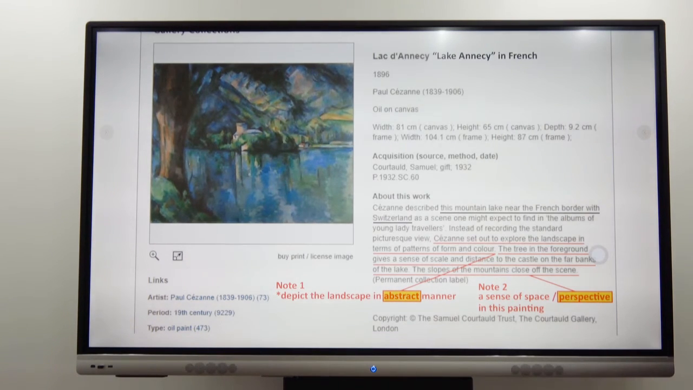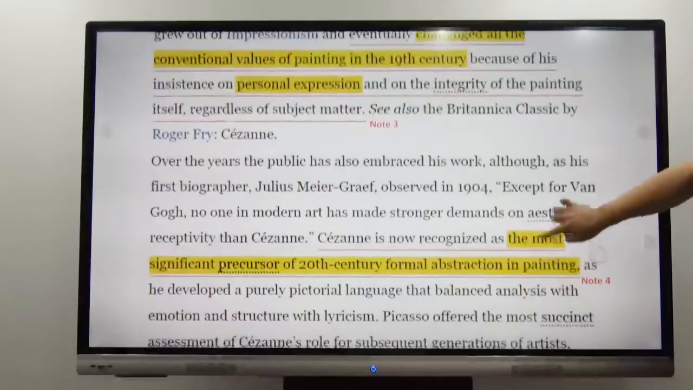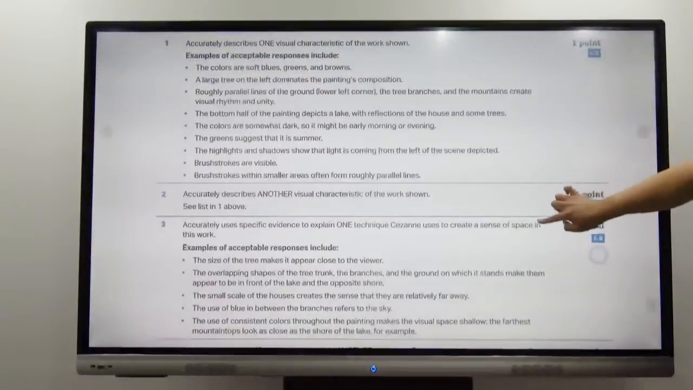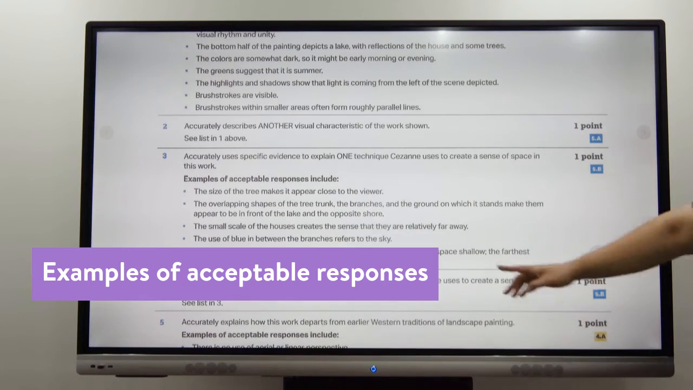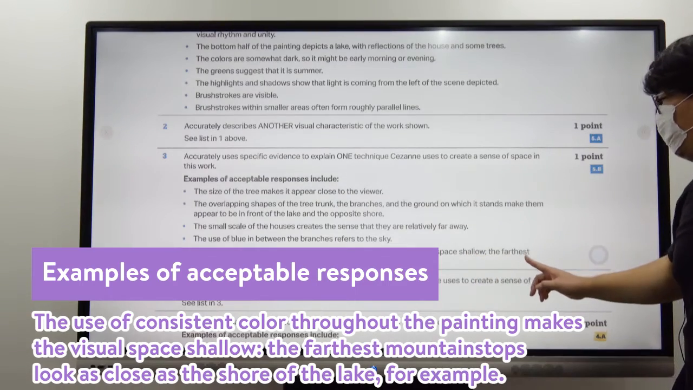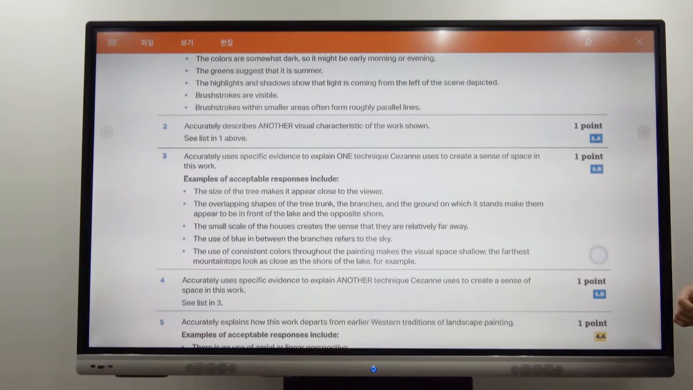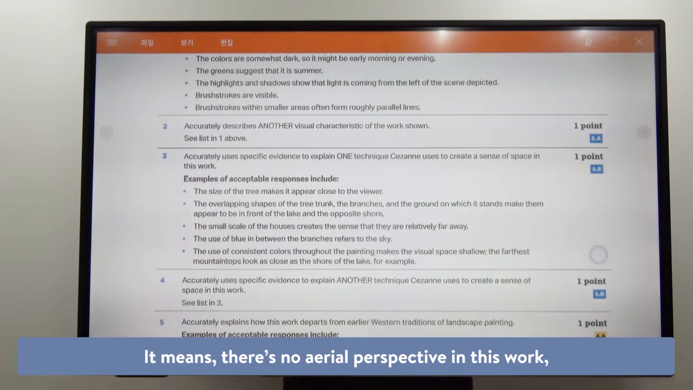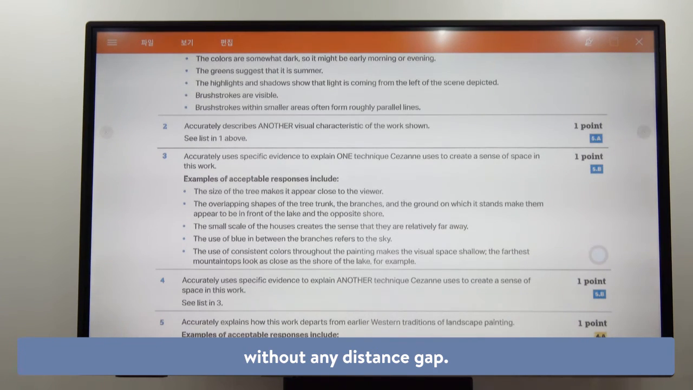Let's go to page number 4. And see one of the examples of acceptable responses here. It says, the use of consistent colors throughout the painting makes the visual space shallow. The farthest mountain tops look as close as the shore of the lake, for example. It means there's no aerial perspective in this work, so that it seems as if the mountain top and the lake are located on the same spot without any distance gap.